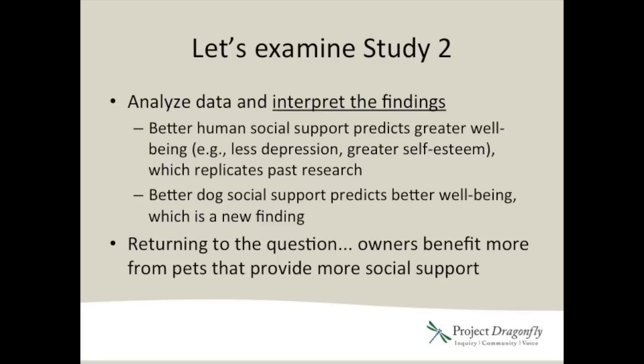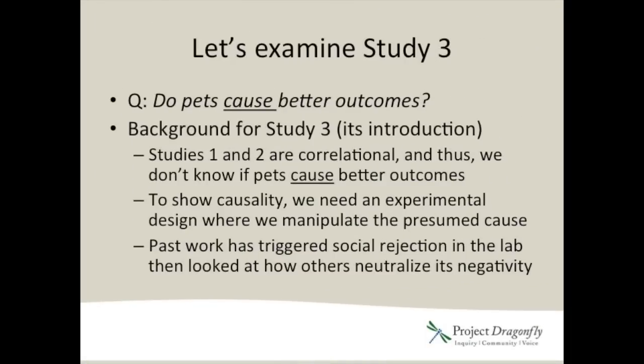So as we interpret the findings from Study 2, we found that better human social support predicted greater well-being, and this replicates a lot of past research. We also found that better dog social support predicted well-being as well, and this was a brand new finding. So to return to the question that motivated Study 2, overall, pet owners benefit more from pets that provide greater social support for them. Finally, we turn to Study 3.